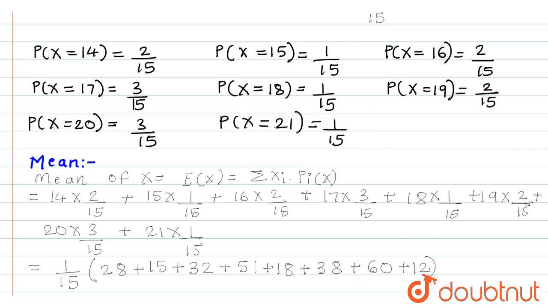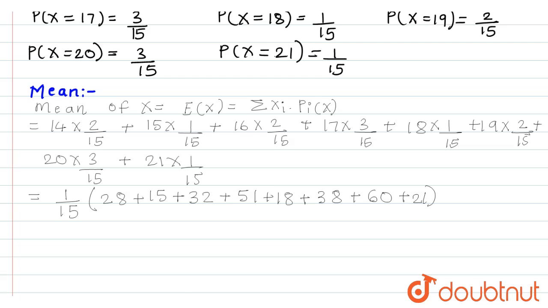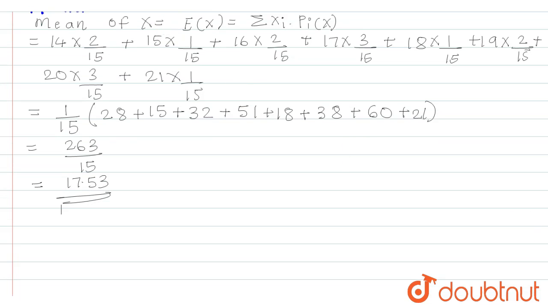Oh, sorry, it's not 12. I wrote it opposite. It is 21. Yeah, what we have done here? We have just taken 1 by 15 as common. After simplifying, when I add the bracket part, I get 263 by 15, and doing the division, I get the answer 17.53. So 17.53 is my mean and nothing but E of X. I hope you have understood this part.